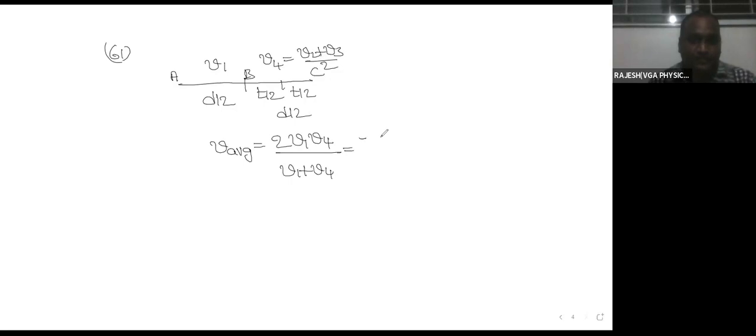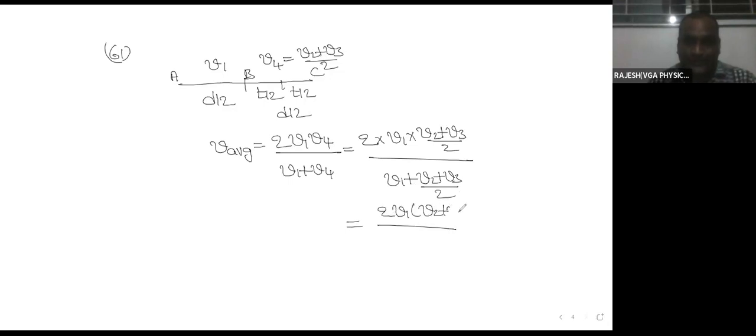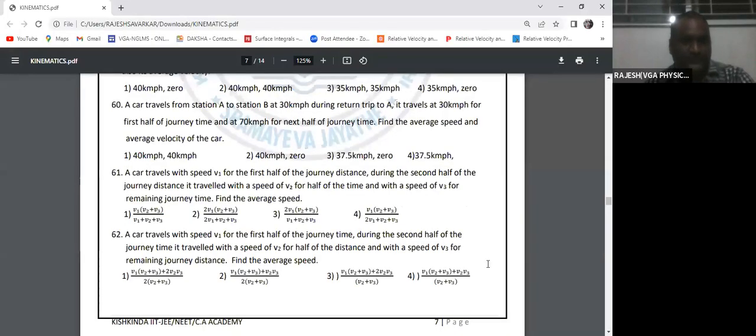That is equal to 2 V1 times V4, where V4 is V2 plus V3 by 2, by V1 plus V2 plus V3 by 2. If I take 2 LCM, 2 will get cancelled. This becomes 2V1 times V2 plus V3 by 2V1 plus V2 plus V3. Right? So 2V1, V2 plus V3 by 2V1 plus V2 plus V3.